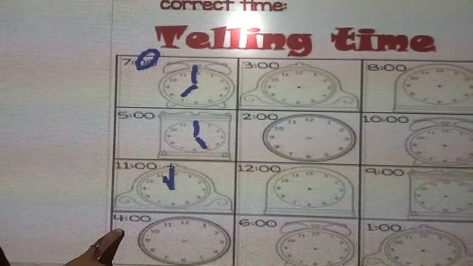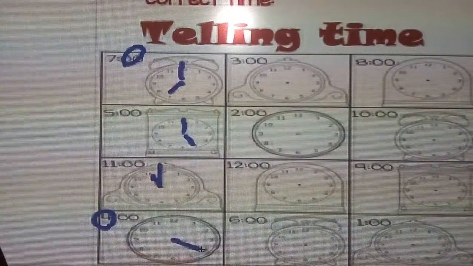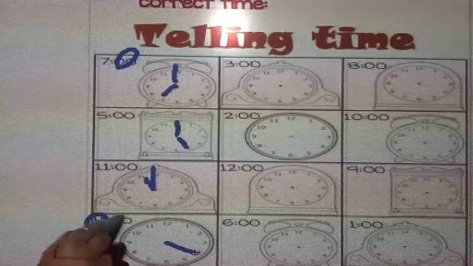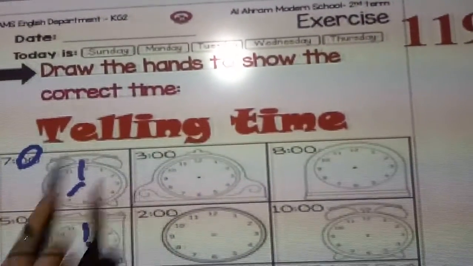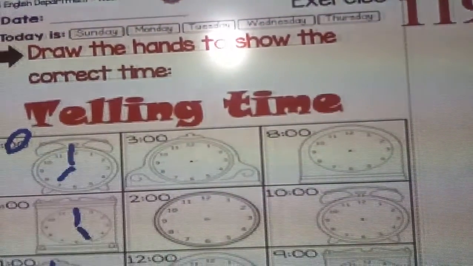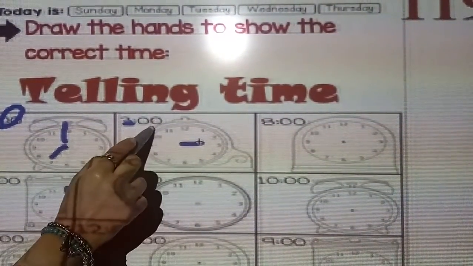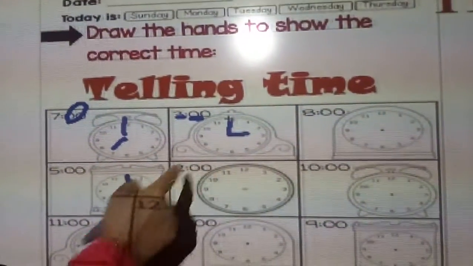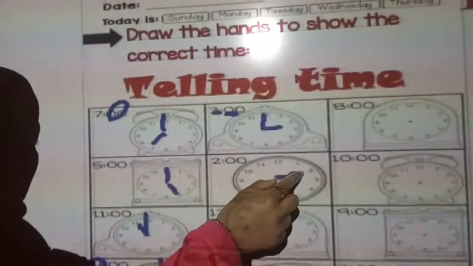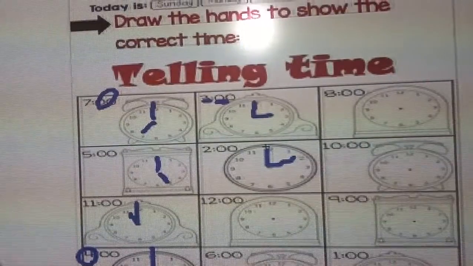4 o'clock. Means the short hand will point to 4 and the long hand points to 12. Easy. Let's see number 5. 3 o'clock. Answer with me. Yes. Super. 3 o'clock.